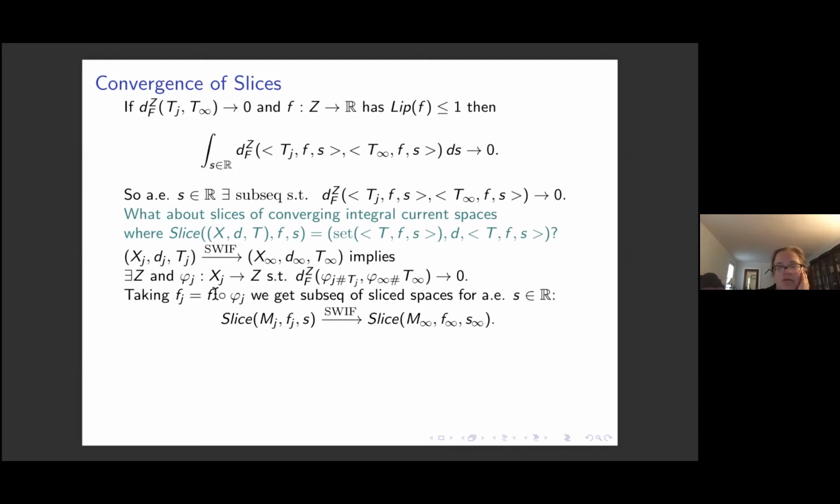So if we take Fj equal F following phi j, if all these functions on each one of these guys is actually a function on Z following the embedding map, we would get that slice MJ, Fj, S Swift converges to slice M infinity, F infinity, S infinity, exactly using what we wrote up here. But this only works if I have Fj equal to F following phi j. So if all the Fj's come from an F on Z, an F here that's on Z, then we can do this, but otherwise we cannot.